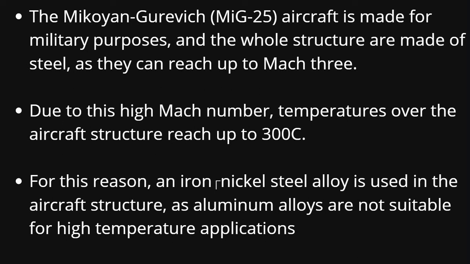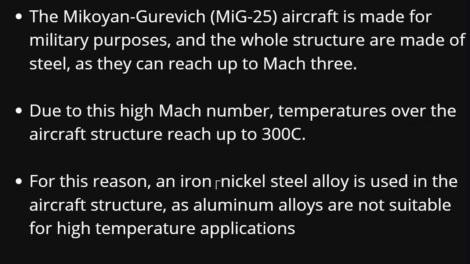At that time it easily gets over temperature because of the increasing speed of flight. It's due to the friction. It easily gets a high temperature. Due to the high Mach number, temperatures over the aircraft structure go up to 300 degrees Celsius. So why are we using steel alloy, nickel steel alloy? For this reason, an iron nickel steel alloy is used in the aircraft structure.